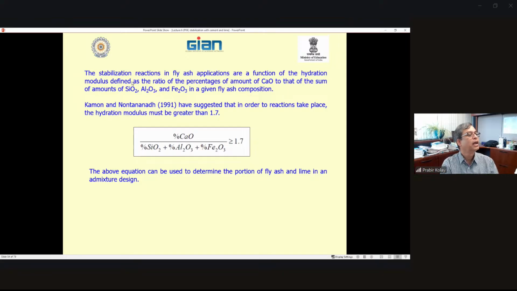So again, there are several relations here. You can calculate how much is that. There are major components: the silica, alumina, iron. If you calculate the calcium oxide percentage divided by the silica and alumina percentage, if it is more than 1.75, then it is better. Such that the order of reaction takes place, the hydration modulus must be 1.7. So basically, you can see here, calcium oxide should be more, right? The numerator should be more than 1.7, so the calcium oxide should be more. Okay? So this will give you a little bit of guideline.